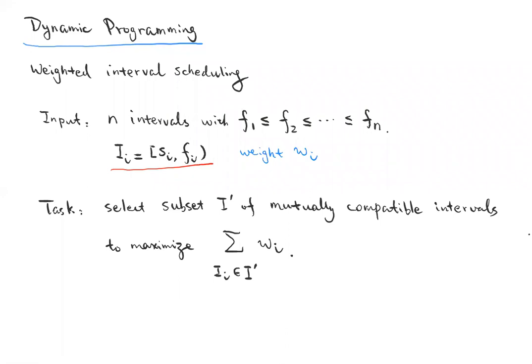Now the problem is getting more complicated. If we not only want to maximize the number of intervals that can be scheduled for, say, a resource, rather, we want to maximize the sum of their weight. So the objective function now is different.